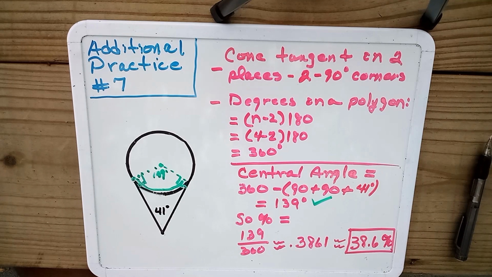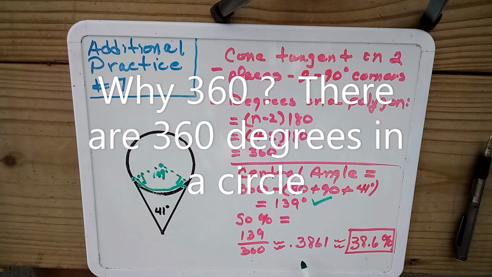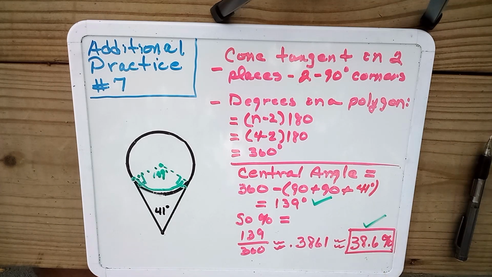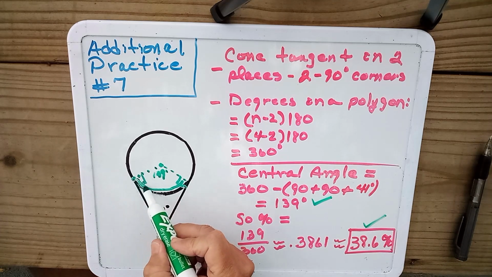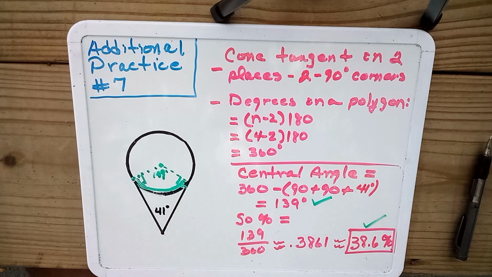let me read it here again, what percentage of the circumference of the ice cream is inside the cone. So what we need to do to get that percentage is simply divide 139 by 360. That equals 0.3861 approximately. I'm going to convert that to a percentage just by moving the decimal 2 places, rounding to the nearest tenth. So my answer becomes 38.6% of the circumference is inside of the cone.